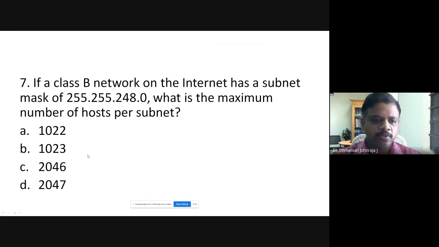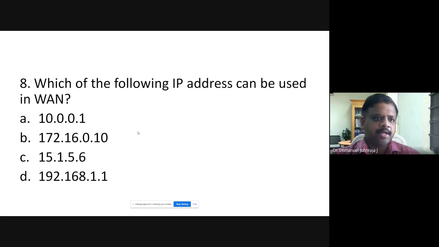2046. This is a very simple question for you. You can easily have a walkthrough on that. All right. Another interesting question. Which of the following IP addresses can be used in a WAN? This seems to be tricky, but it's a straightforward question. The meaning of the question is, what is the public IP? You got it. Which of the following is the public IP is the question.